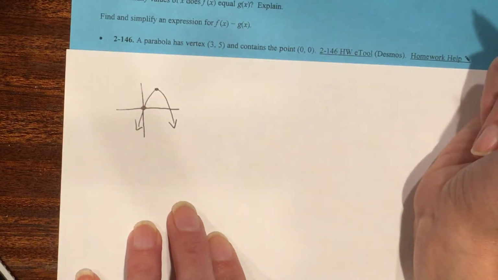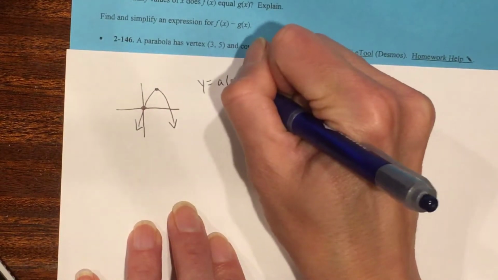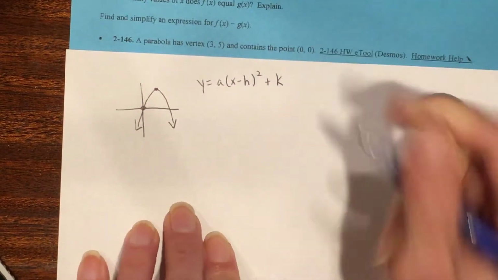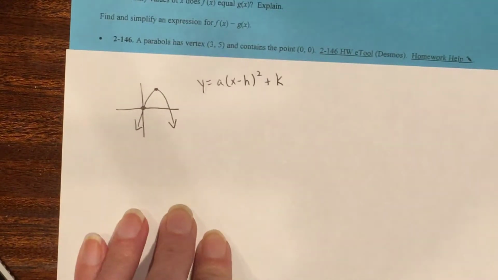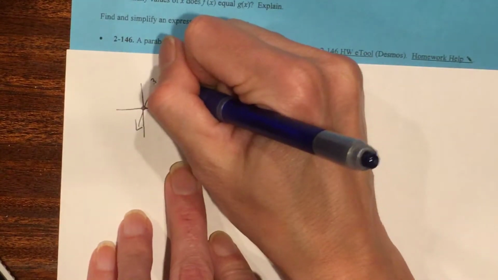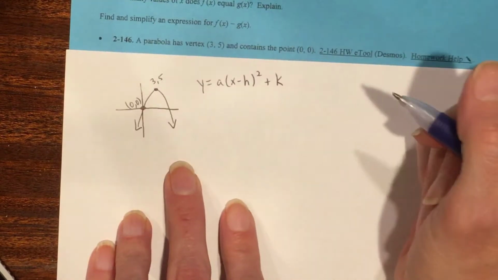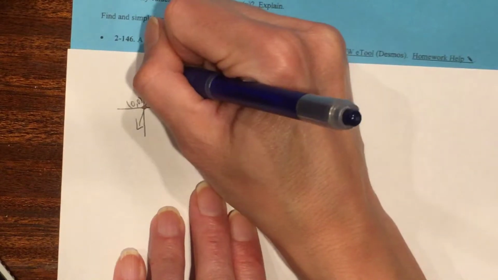So if I want to write the equation, y equals a, x minus h, quantity squared plus k, just like we've been using in class all this time. This is a lot like the rabbit problem. This would be 3, 5. This would be 0, 0, and that's really all we need to know to fill this in. So I'm going to start with my h, k, which is the 3, 5.